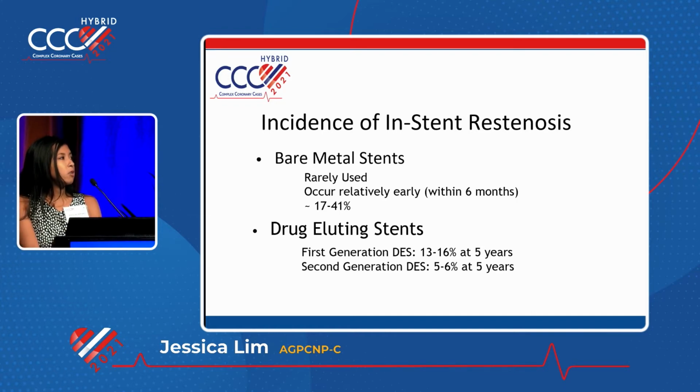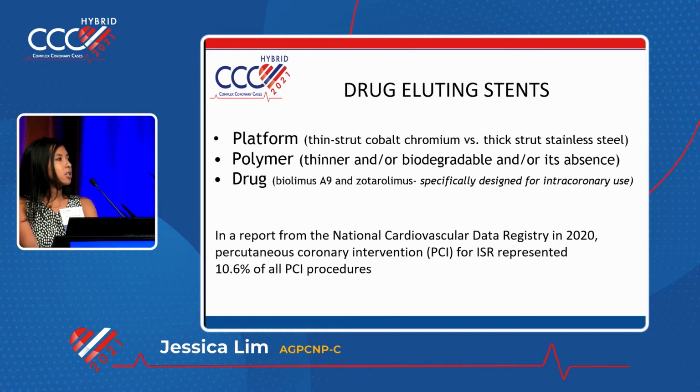And as we spoke, the drug-eluting stents that we use more now, even the first generation versus the second generation, you can see the decrease in in-stent restenosis. The first generation is 13 to 16% at 5 years, and the second generation DES has a 5 to 6% incidence of in-stent restenosis. And as Dr. Sharma, Dr. Sweeney spoke, these drug-eluting stents are better in terms of the platform and the polymer. They're much thinner compared to the thick stents that were previously used. Also, the drugs that is used is specifically designed for intracoronary use.